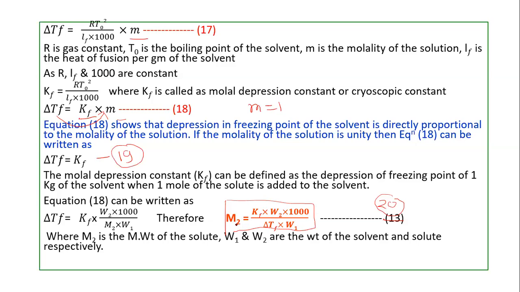So this equation gives us information about the molecular weight of the non-electrolyte, or the solute: molecular weight equals Kf into W2 into 1000 divided by delta Tf into W1. In this way we discussed the relation between the depression in freezing point of the solvent and the molecular weight of the solute. Similarly, we have discussed the depression in freezing point of the solvent with the mole fraction of the solute.